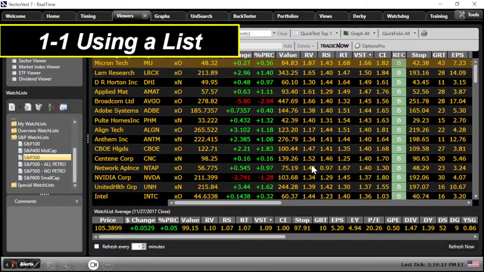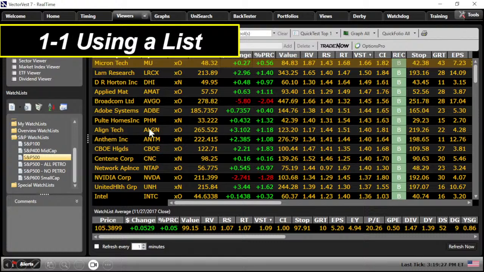And you know what? The great thing about a VectorVest watch list, for example, or any VectorVest list of stocks, is that they are ranked best to worst. So when you look at a watch list, it's sorted by VST. VST combines relative value, relative safety, relative timing. You are most likely going to be seeing undervalued stocks. Sometimes the stocks might be overvalued. But if the fundamentals are strong, I don't mind buying an overvalued stock. You might say, you know what? No, that's just a rule that you're going to have, and you're not going to buy an overvalued stock.